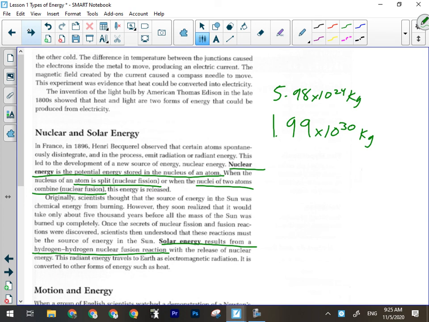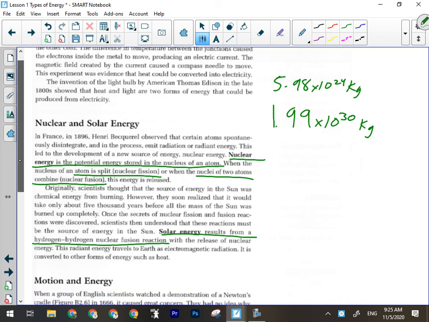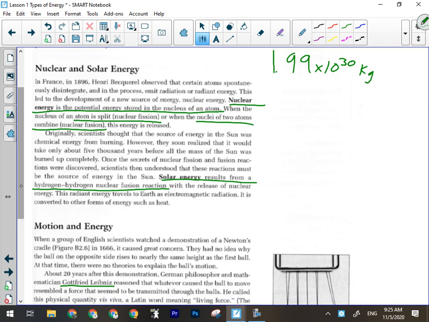All right, so that's what we've got going on in the sun. We've got tons of this nuclear fusion going on. So much so that we can't even fathom the amount of energy that is put out by the sun due to the number of fusion reactions always going on. So solar energy, like I said, results from the hydrogen nuclear fusion energy.